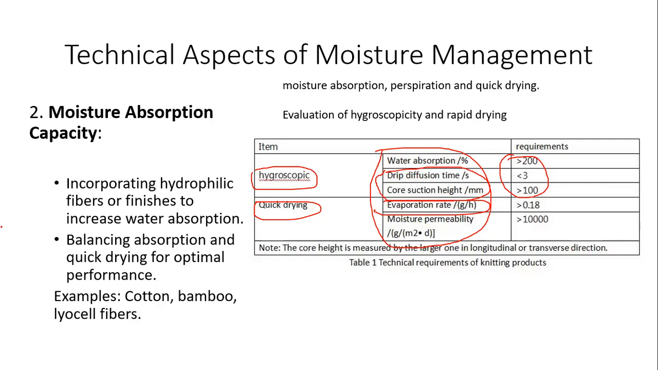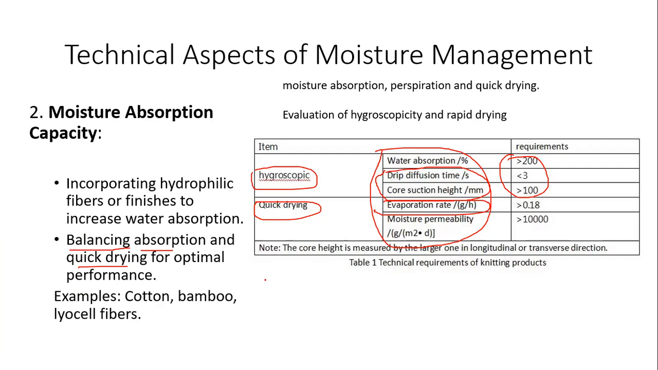And then incorporating hydrophilic fibers as well as finishes. You can apply finishes also, because at the fiber or the yarn level or the structure level, it's already done and finished. You can't do any modification, but you can incorporate hydrophilic fibers. And when you incorporate hydrophilic fibers, you need to maintain a balance between the absorption as well as the quick dry. Otherwise, it will not perform well in the moisture management.